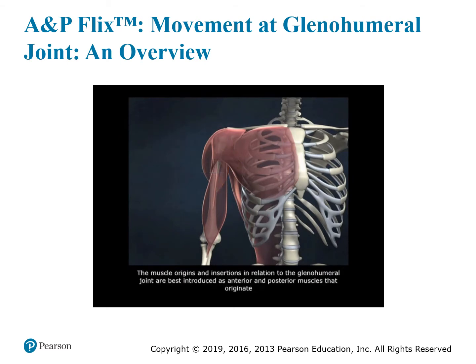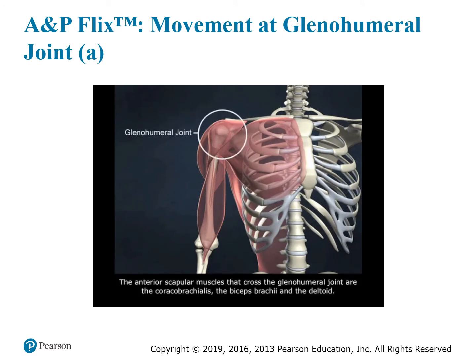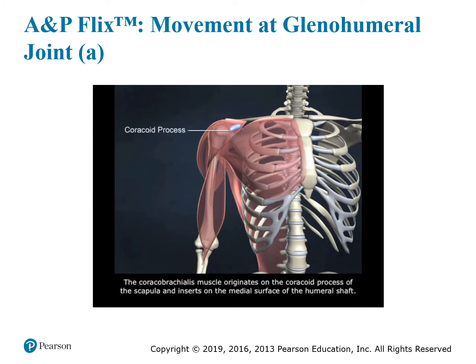The muscle origins and insertions in relation to the glenohumeral joint are best introduced as anterior and posterior muscles that originate off of the scapula. The anterior scapular muscles that cross the glenohumeral joint are the coracobrachialis, the biceps brachii, and the deltoid. The coracobrachialis muscle originates on the coracoid process of the scapula and inserts on the medial surface of the humeral shaft.